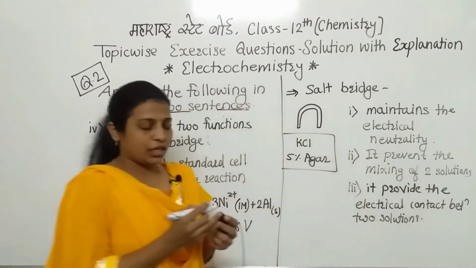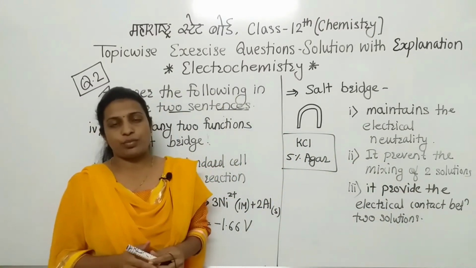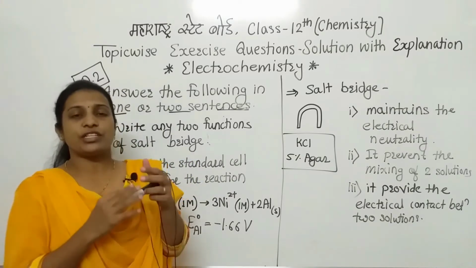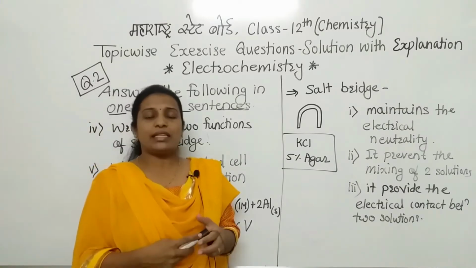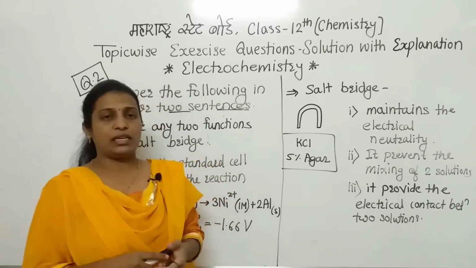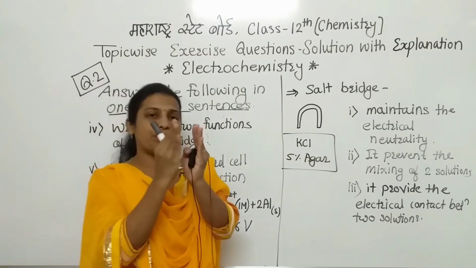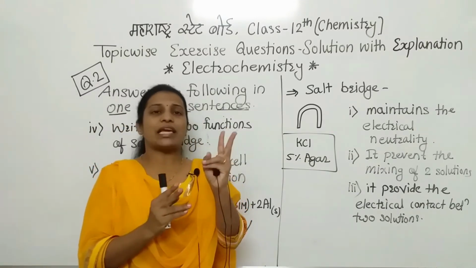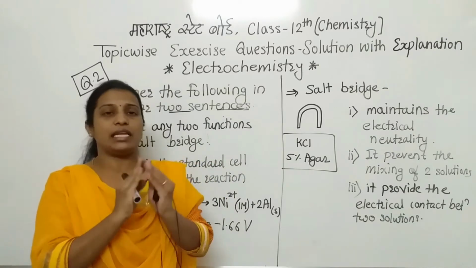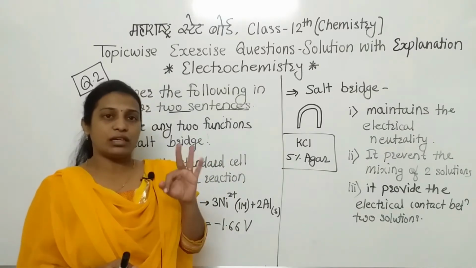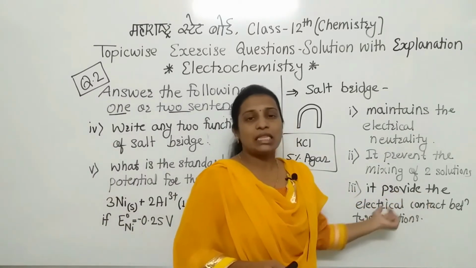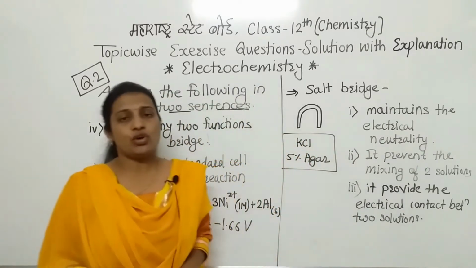Keep in mind what we have discussed about the salt bridge. It is used in the galvanic cell. There are mainly three functions. First, it prevents the mixing of two solutions. Second, it maintains the electrical neutrality. And third, it provides the electrical contact between two solutions.